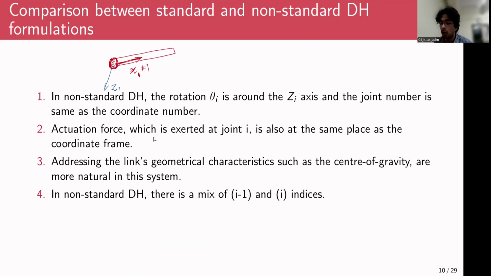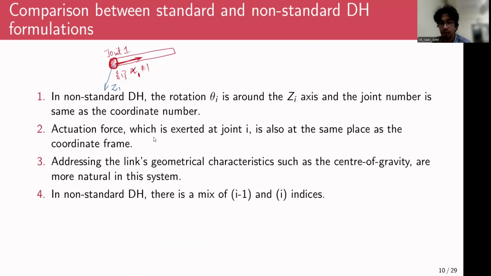And in the non-standard case, the Z i minus 1 axis and the joint number is the same as the coordinate number. So if I label this coordinate Z1 X1 as coordinate 1, and if I also label this first joint as joint 1, you can actually see that everything is 1. This being the first joint, the joint number is 1, the coordinate number is 1, the link number is 1. Right? This is as per the non-standard DH representation.